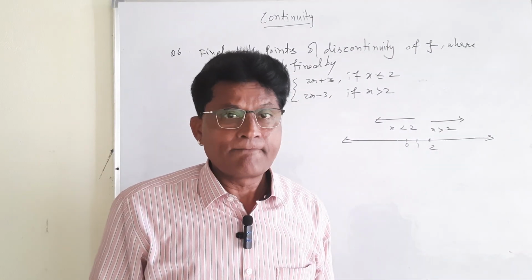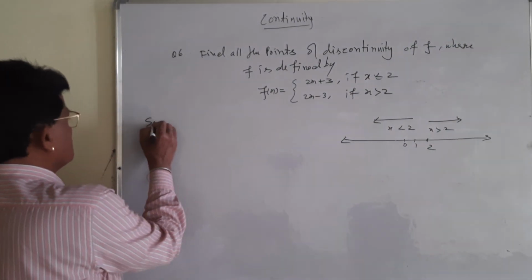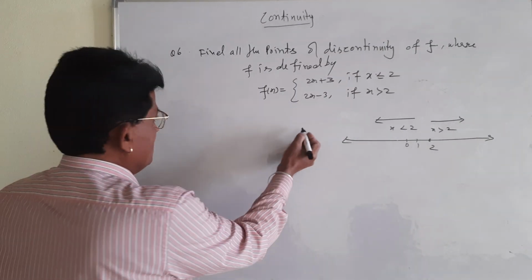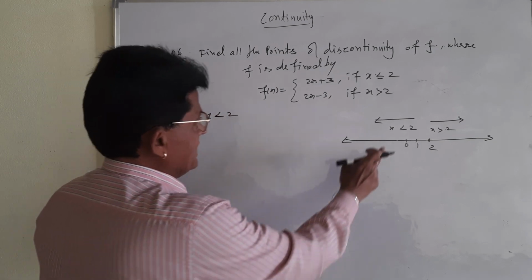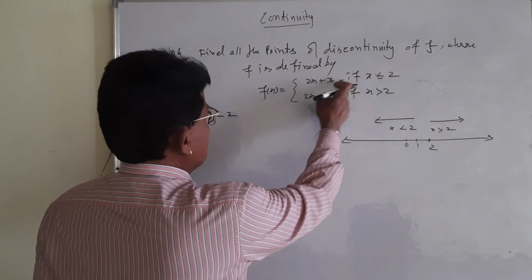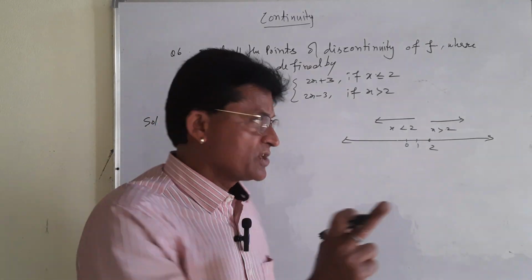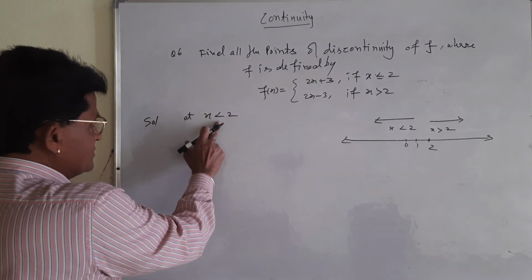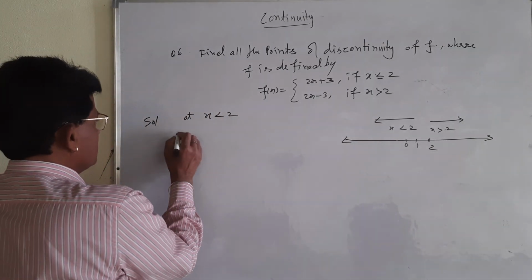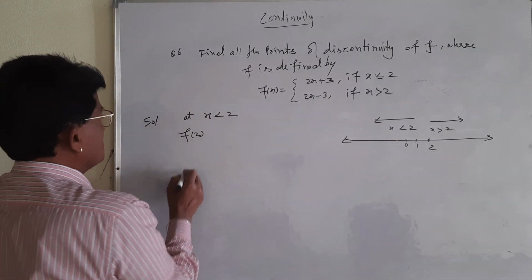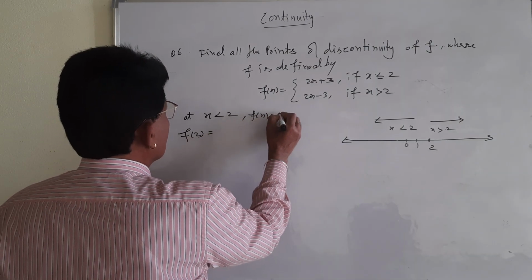Let me check. First of all, let me check the condition, my dear student. You see, at x less than 2, this condition I take. The point equal to 2 I will take later on. But first of all I am taking this condition. Then f(2) will be equal to what? f(x) is equal to what?